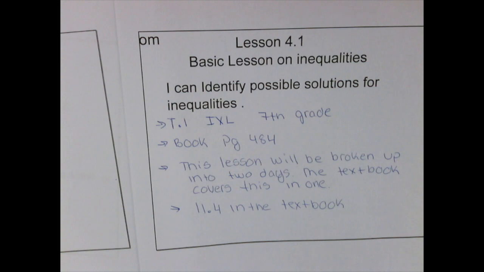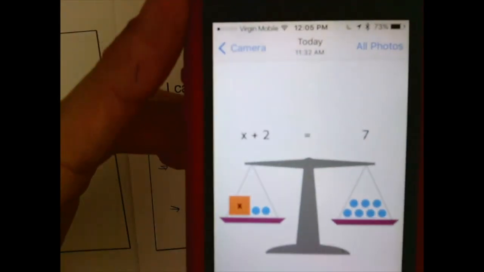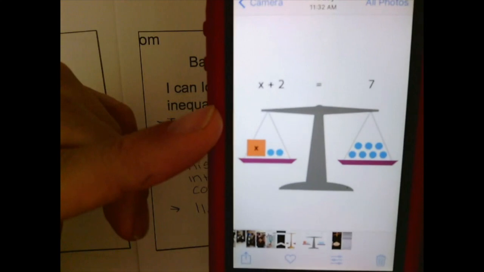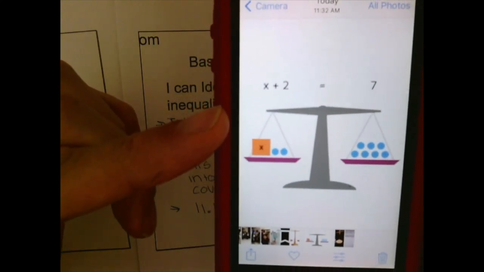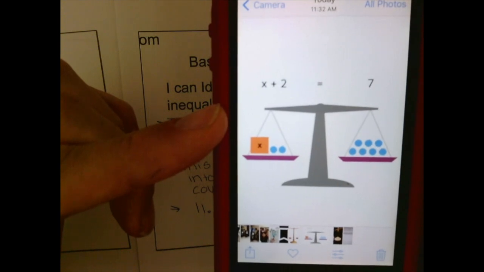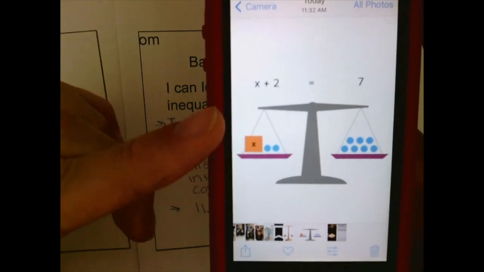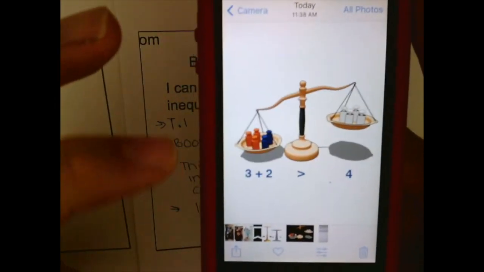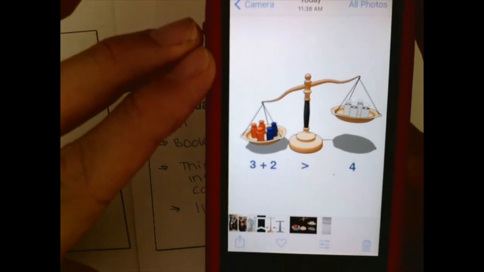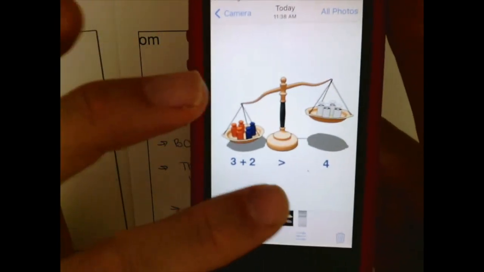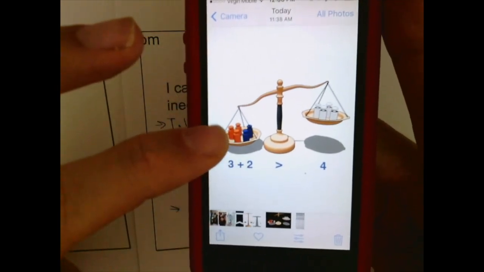Let's go back to our learning goal. I can identify possible solutions for inequalities. So today, instead of looking at things that are equal, such as x plus 2 equals 7, think about what could go in for x that could make the left side equal the right side. What plus 2 equals 7? 5 plus 2 equals 7. That's an equation. But if we look at inequalities, things that aren't equal, 3 plus 2 is greater than 4, so 5 is greater than 4. These things are not equal.